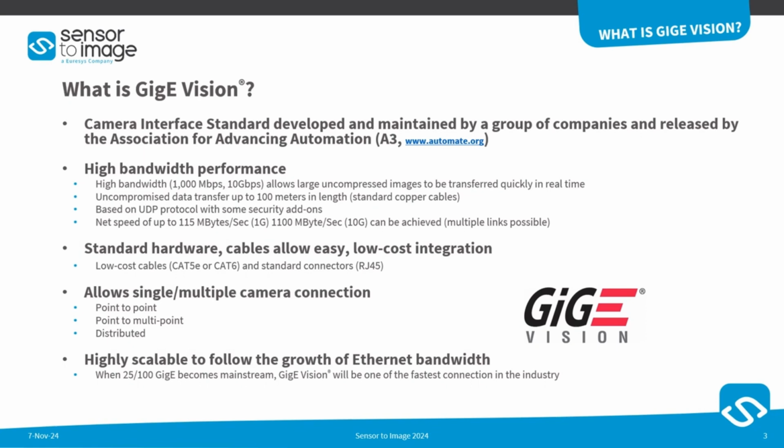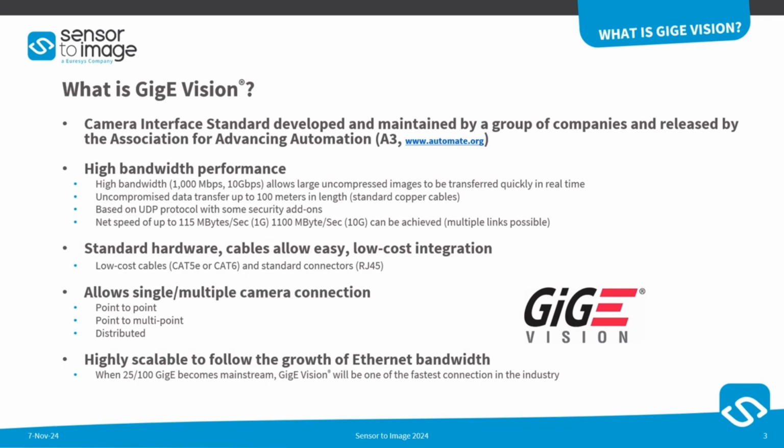Cable length is also an interesting benefit and is specified up to 100 meters over copper, and much longer over fiber optic cables. GigE Vision is based on the UDP protocol with some security add-ons defined by the standard to provide reliability. The net speed, or data bandwidth, of a GigE Vision connection is about 115 megabytes per second for a 1G link, and 1100 megabytes per second for a 10G link. GigE Vision doesn't require special hardware. Therefore standard cables and network cards can be used, which keeps the overall cost low.